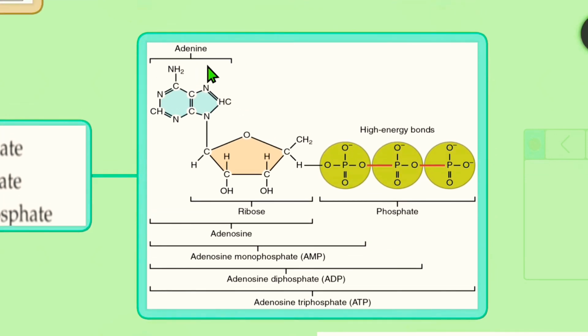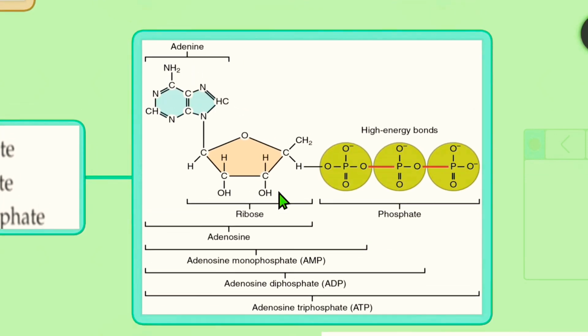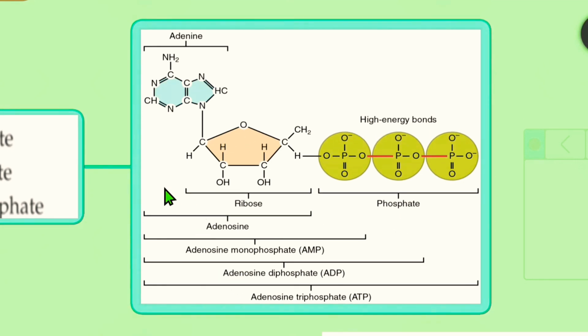This is adenine, the nitrogenous base. This is the ribose sugar, pentose sugar. This is the high energy bonds. These are the phosphate groups. See here, this is the adenosine totally. Second one is adenosine monophosphate: one phosphate group is added to the adenosine, then it is adenosine monophosphate. When 2 phosphate groups are added to the adenosine, it is adenosine diphosphate, ADP, and when 3 phosphates are combined with the adenosine, it is called adenosine triphosphate. These pictures clear your doubt.